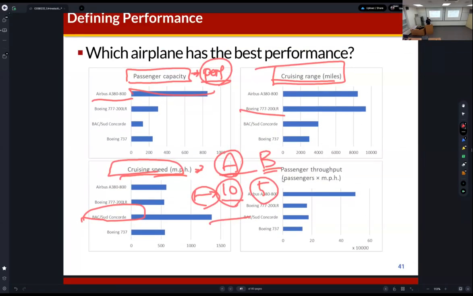Okay, so as you can see, we can generate a new metric such as the capacity of passengers multiplied by speed. So what does that mean? If we multiply capacity, which is the number of passengers, by speed, it means the number of passengers per unit time, right? So we can generate a new metric like this.